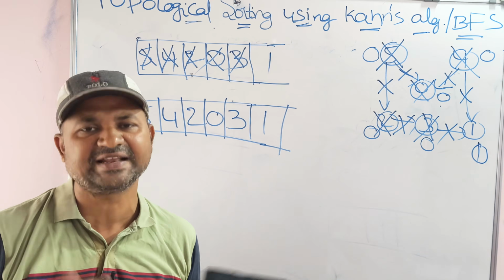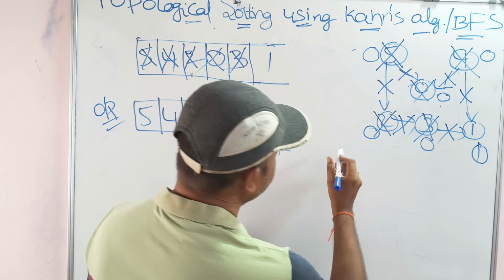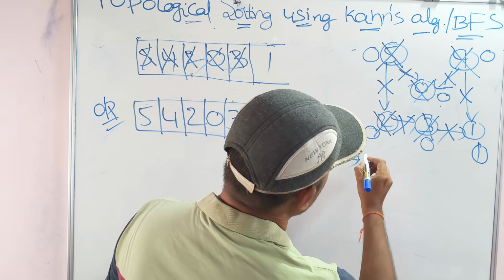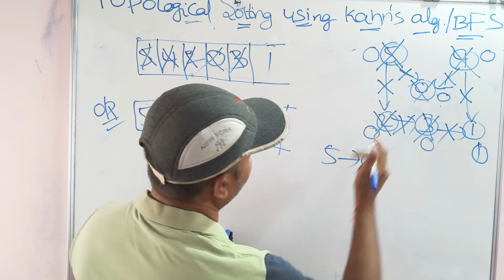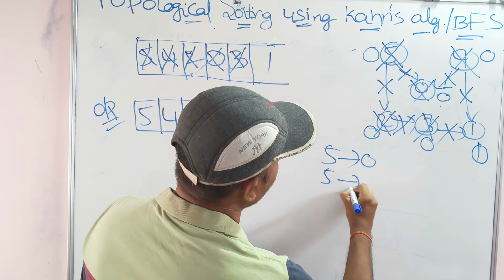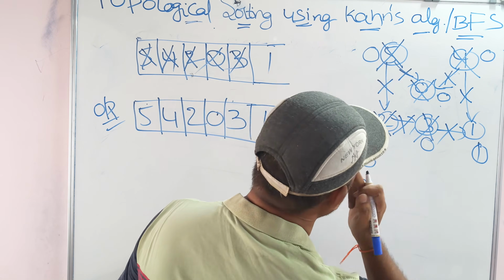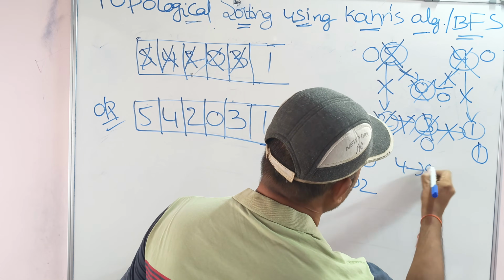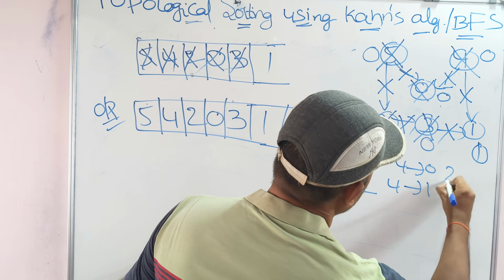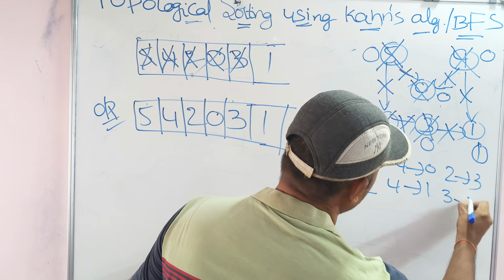Let's check whether our output is correct or not. If you see here, what are the edges which are given in the original graph? 5 to 0 we have an edge, 5 to 2 we have an edge. Next 4 to 0 we have an edge, 4 to 1 we have an edge, 2 to 3 we have an edge, 3 to 1 we have an edge.